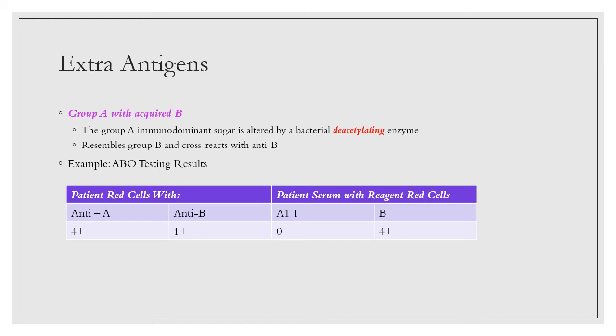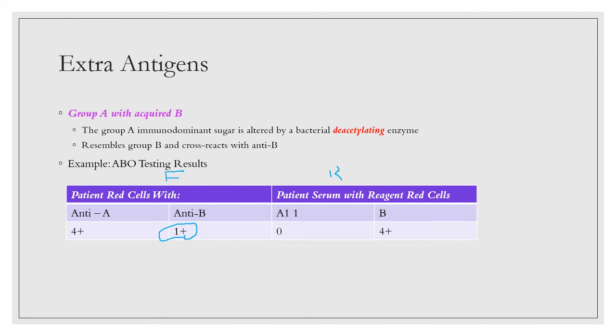You have the forward type, patient red cells with anti-A 4+, anti-B 1+. So this is the forward type. I'm just going to put the F here. This is the reverse type. Patient serum with reagent red blood cells. Remember what I told you? Look at what gives you a reaction that's not normal. Here, the 1+ reaction is not normal.